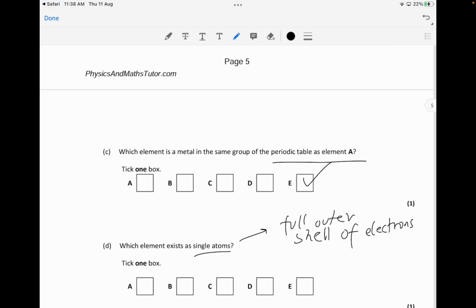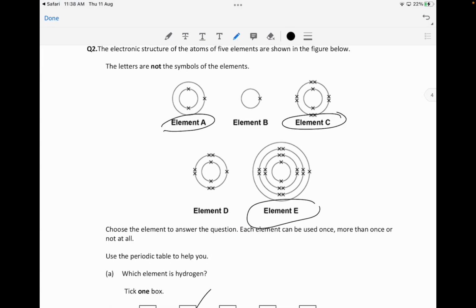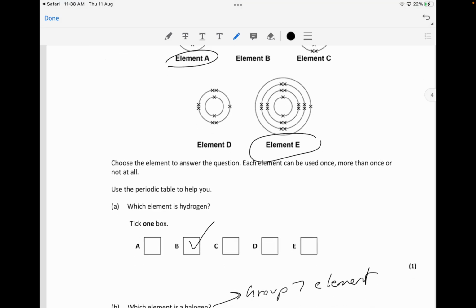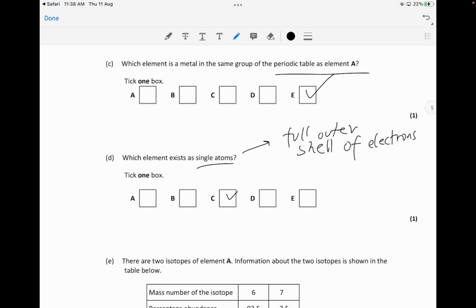So let's see in the diagram above which one has a full outer shell of electrons. We can see that element C has a full outer shell of electrons. That's 2, 4, 6, 8. So there's 8 in the second valence shell. That proves that element C is going to exist as a single atom. So we're going to tick C as well.